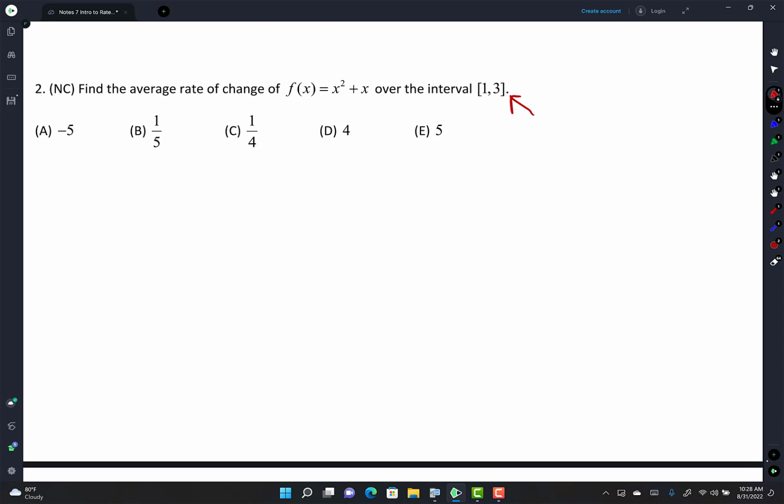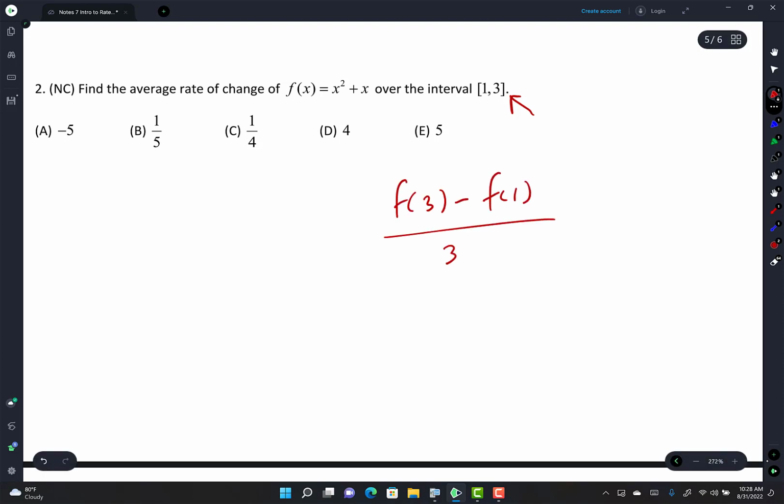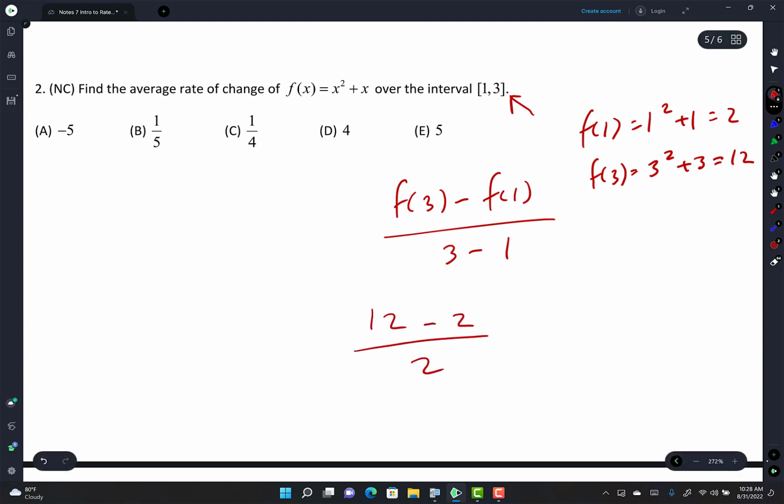So here we go. I need to do f of 3 minus f of 1 divided by 3 minus 1. On the side, I go f of 1 equals 1 squared plus 1, so I get 2. And then I'm going to go f of 3 equals 3 squared plus 3. So 9, 10, 11, 12. I get 12. Here we go. 12 minus 2 over 2. So I get 10 over 2. So I get 5. Everyone see how we did it, guys?